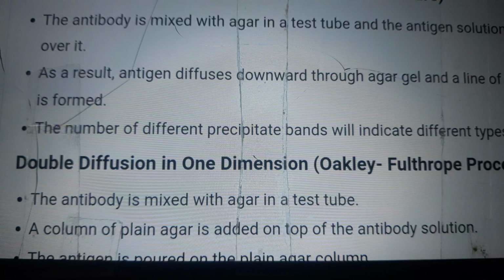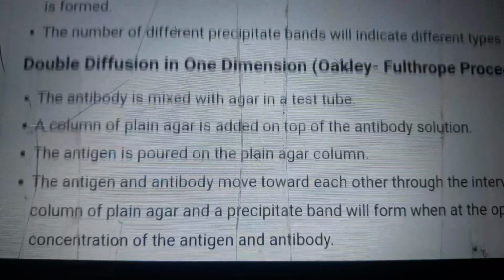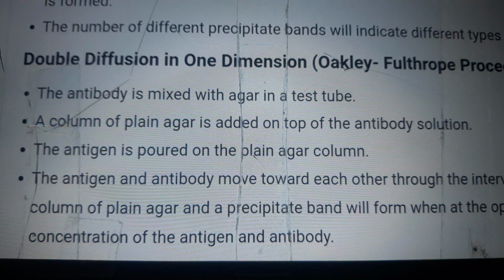The next procedure will be single diffusion in one dimension, the Oudin procedure. The antibody is mixed with agar in a test tube and the antigen solution is added over it. As a result, antigen diffuses downward through the agar gel and a line of precipitation is formed. The number of different precipitate bands will indicate different types of antigens.